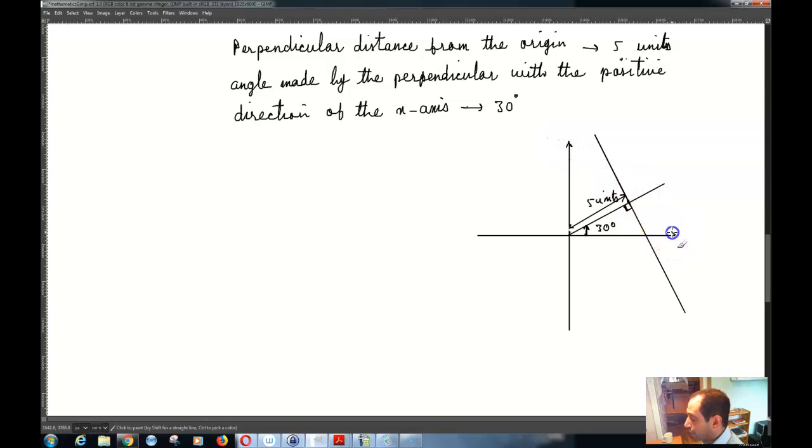Now, in order to have the equation of such lines, we did talk about this a little bit, and that's called the normal form. So let me show you how you can find the formula for this normal form, and then we will solve this problem.